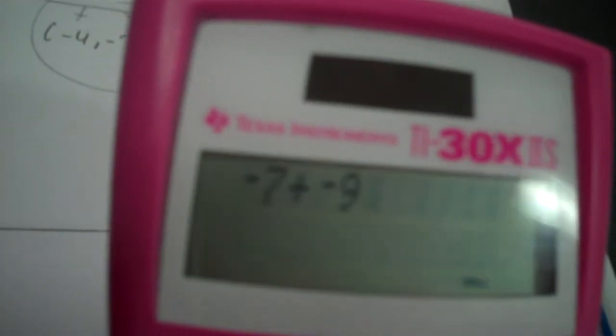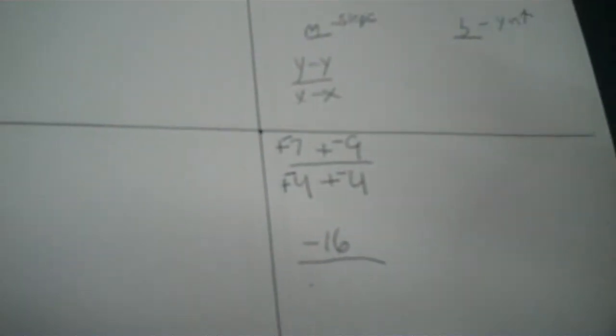-7 plus -9 is -16. -4 plus -4 is -8. Okay, the double negatives need to be crossed out. Now we don't need any negatives, okay?